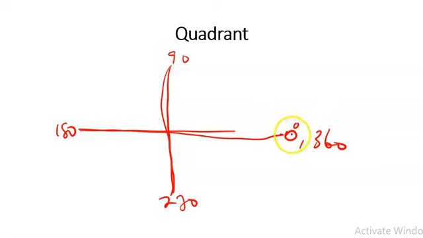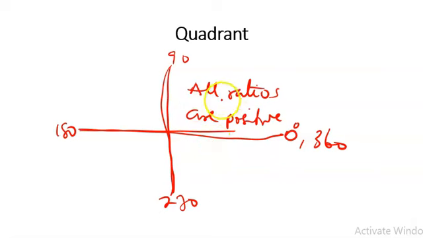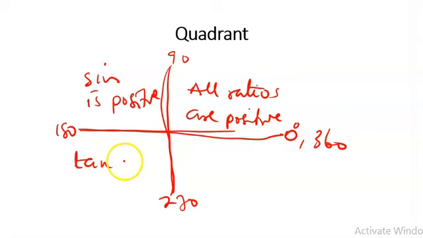Now, pick your calculator and find the sine of any angle between 0 to 90. Find the cosine, then the same thing applies to tan. You realize that all ratios are positive here. And then if you take an angle between 90 and 180, you realize that only sine is positive here. Then if you pick any angle between 180 to 270, you realize that only tan is positive.